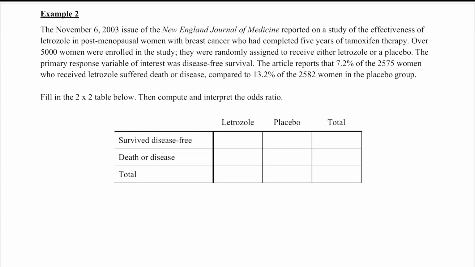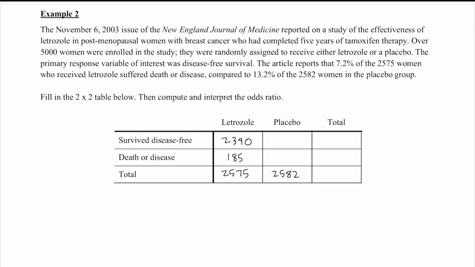So we're going to fill out the two-way table based on the description here in the example. So 7.2% of the 2,575 women who received letrozole suffered death or disease. So first of all, there were a total of 2,575 women in the letrozole group. If 7.2% of them suffered death or disease, you can do the math, but it should give you 185 women. And then if you subtract 2,575 minus 185, you should get 2,390.